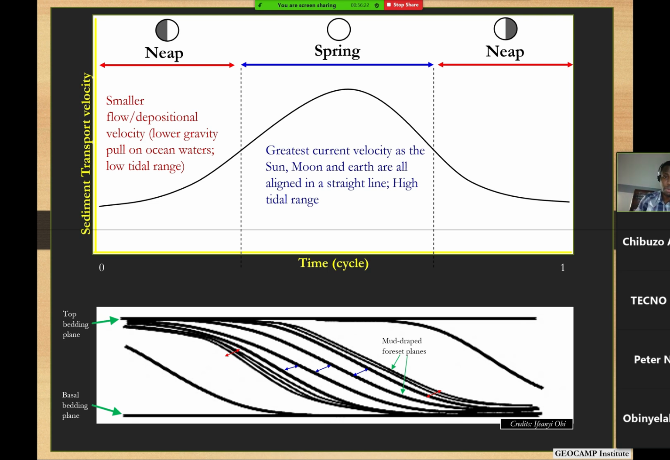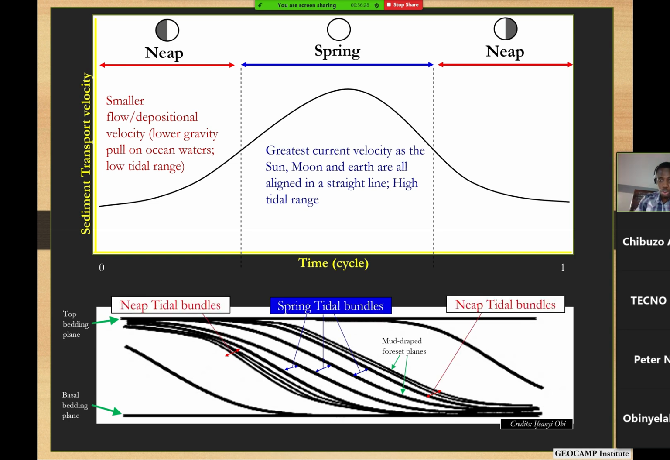So this slide is just to show you what, typically, if I'm looking at an outcrop, a section, right? How can I separate or identify the Neap tidal bundles, and how are they different from the spring tidal bundles, right? I'm going to be showing you an outcrop example in a moment, but this is just a sketch showing you what it is.